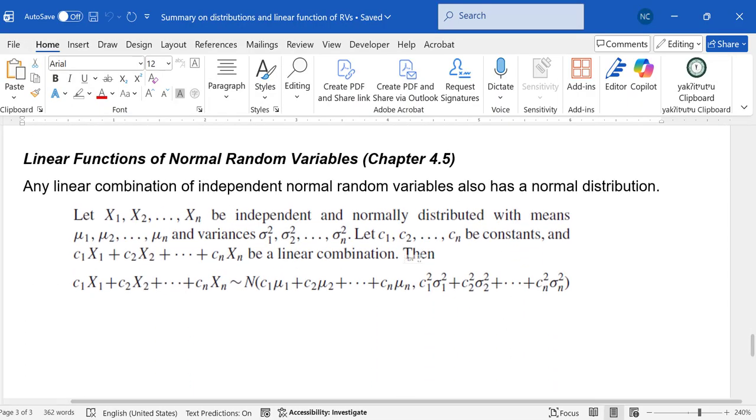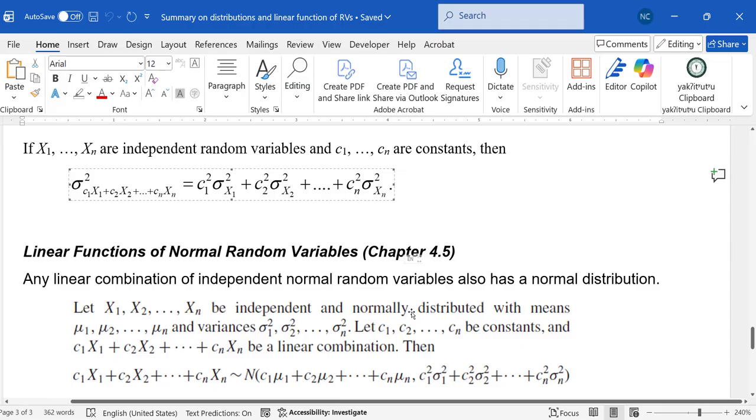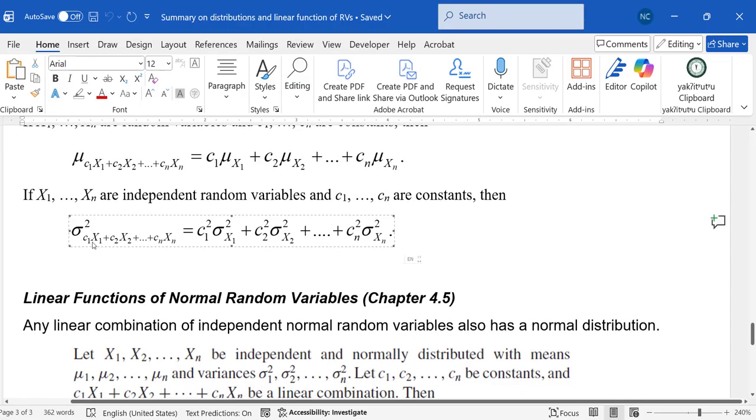So that's the linear function of random variables. Question? Yes. No, a linear combination is just a linear function of these random variables. You can plus, minus, that's a linear function.